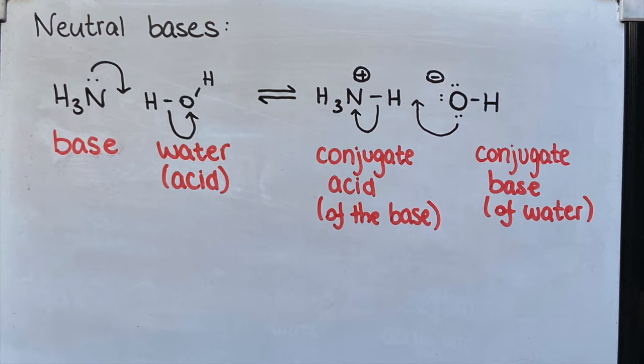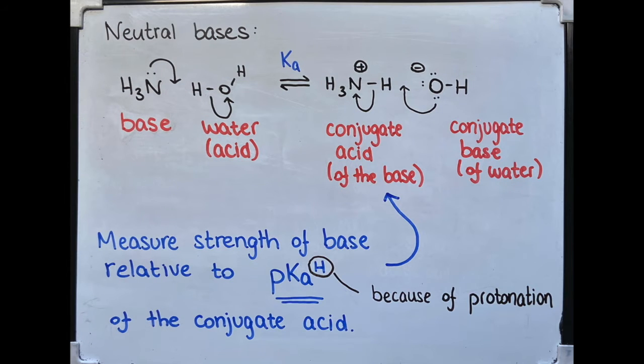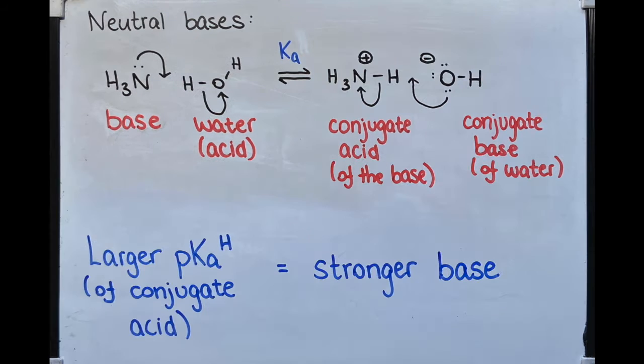We measure their basicity relative to the pKa-H of the conjugate acid of the base. We include the H this time because the conjugate acid is protonated. The larger the pKa-H of the conjugate acid, the stronger the base. That's how we measure base strength, but what about factors which might affect the strength?